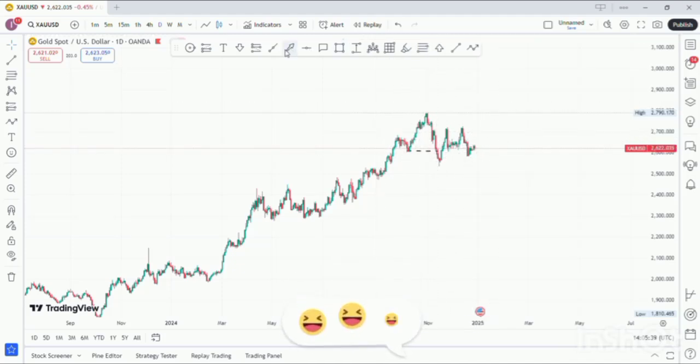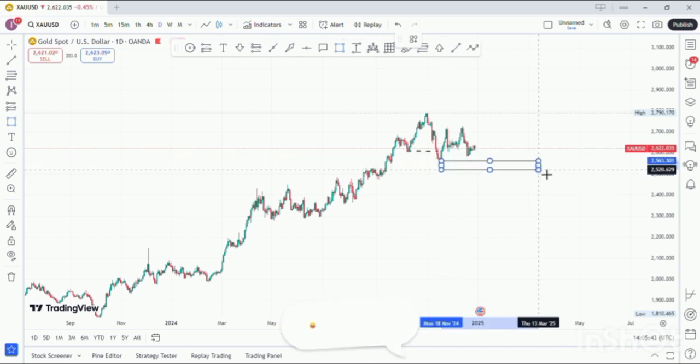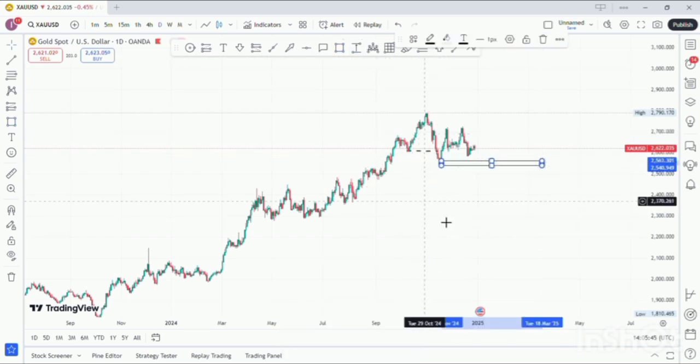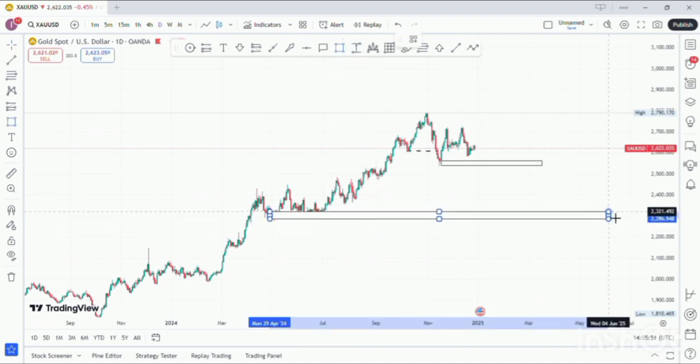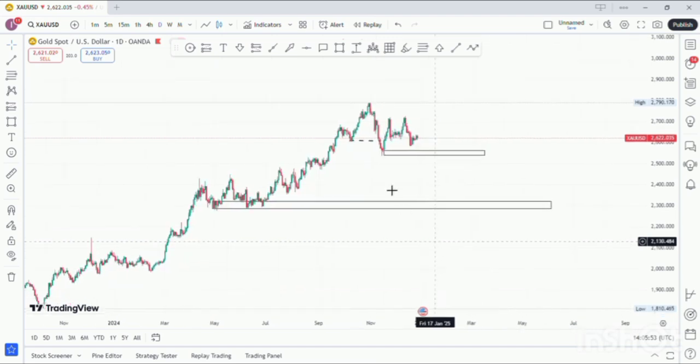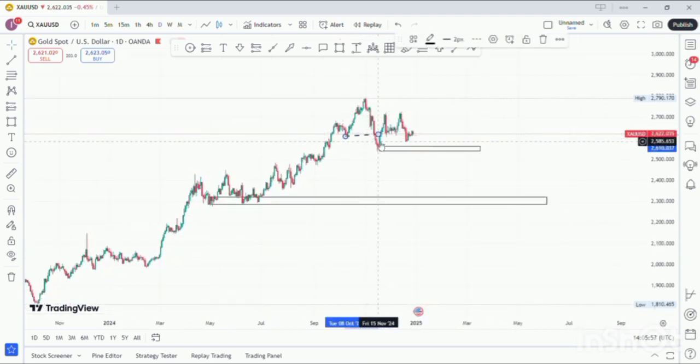So we are going to be marking out this zone right here, and then I'm going to be marking out another zone right here, which is this zone right here, guys. As you can see, price broke below this support level, confirming price to the downside.